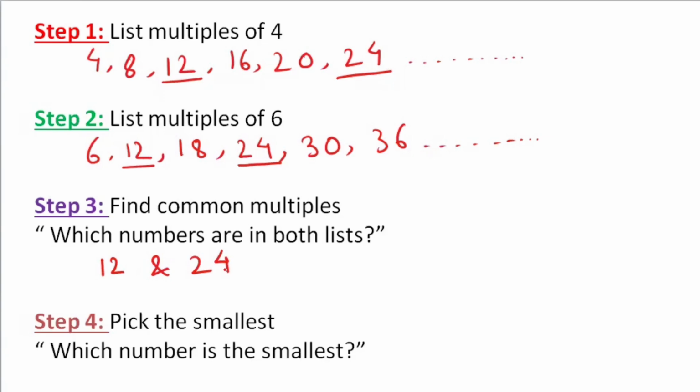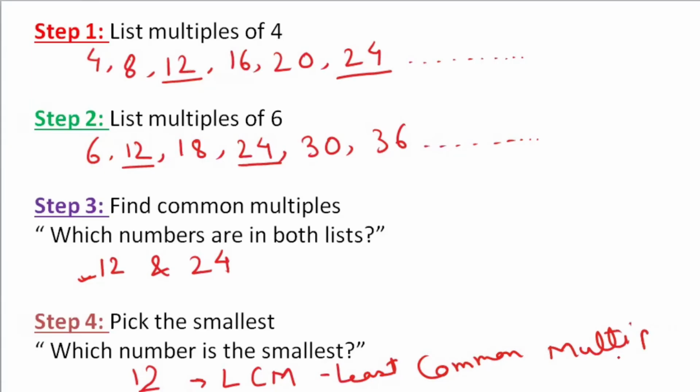Now the fourth step says we have to pick the smallest. Out of the common numbers in both lists, we have to see which number is the smallest. So between 12 and 24, which one is the smallest? 12 is the smallest. So we have to pick the number 12. This is our LCM, least common multiple.